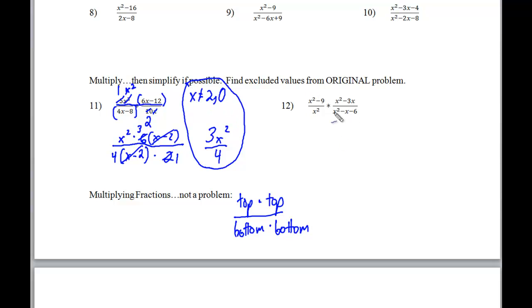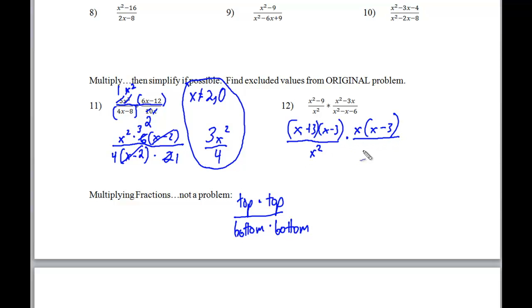For problem 12, we've got a lot of factoring to do, but we'll get our excluded answers after we do our factoring. This x squared minus 9 is going to be x plus 3, x minus 3, using difference of squares. The x squared minus 3x, let's factor out an x, which gives me x minus 3. And then down below here we have x squared.